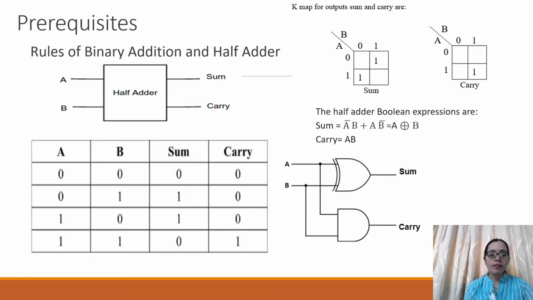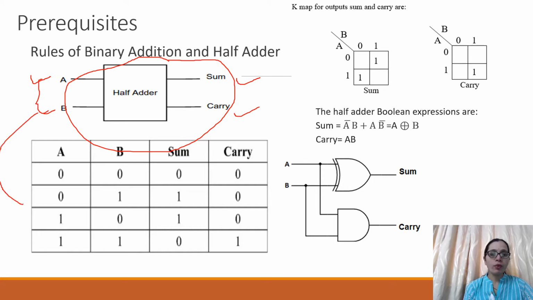Now, let us see the first prerequisite, that is half adder. What is the first step in designing the half adder? To draw its block diagram. Here the block diagram is drawn where A and B are the two inputs, and sum and carry are the outputs. Why is it known as half adder? Because it is used to add two bits. As inputs are 2, there are 4 combinations. Therefore, when A is 0 and B is 0, sum is 0 and carry is 0, and so on.